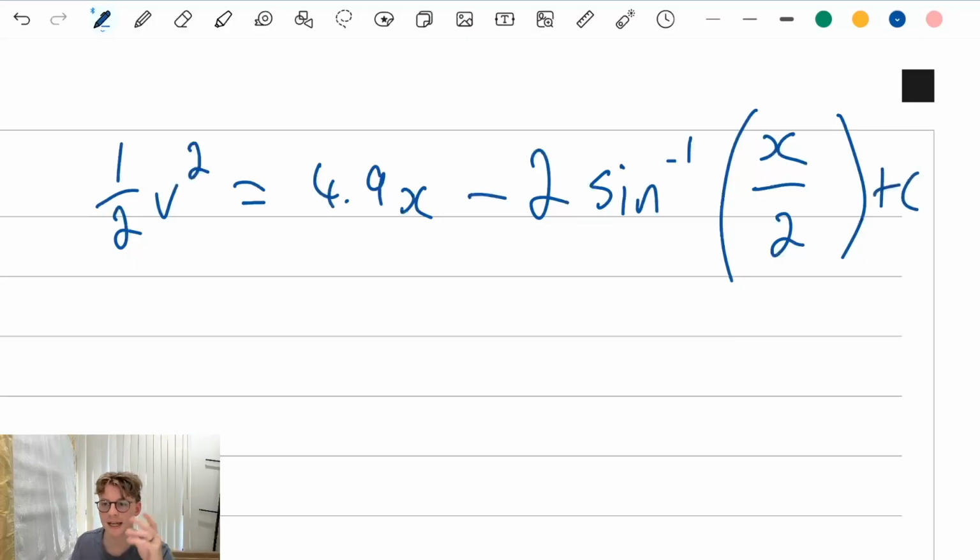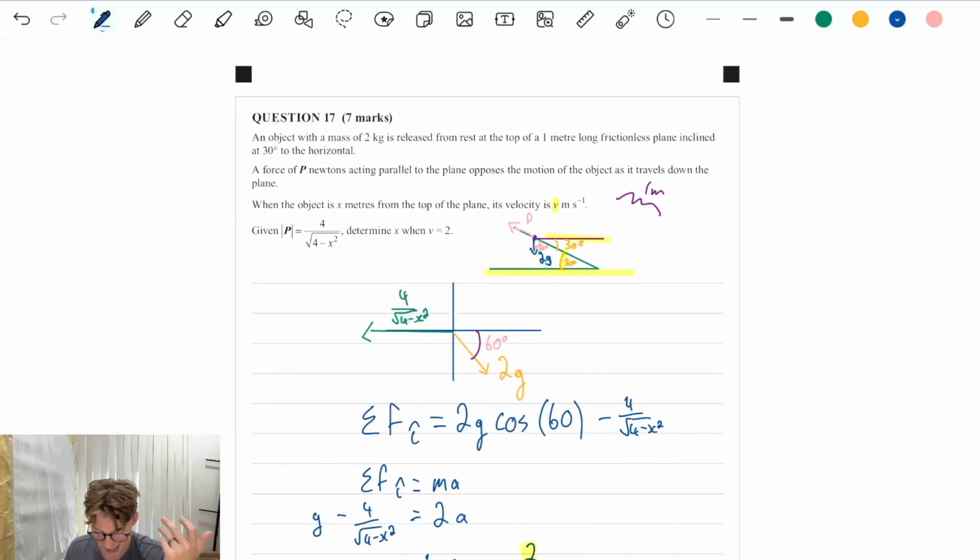I should have my plus c. I've got my integral, and I've got it in terms of x, which is all looking really good. I need to find my c value. So is there any initial conditions I could use? An object with a, oh, it's from rest. Okay, there we go. So it's at rest at the top.